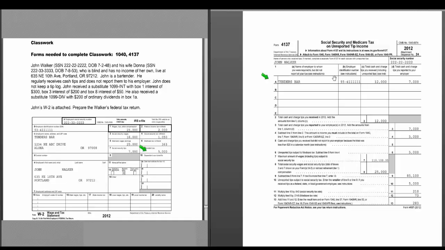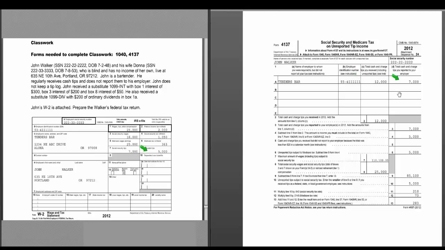Put the employer's identification number in here, and we got that right here from the W-2. Column C says total cash and charged tips you received, including unreported tips. And you may wonder how we came up with $7,000, because we said that John didn't report any cash tips to his employer. But there can also be tips that come through on charge slips. And the employer is going to know about those and be able to pull those out, which they have done in Box 7 of the W-2. So if you add up Box 7 and Box 8, that's where you get the $12,000.